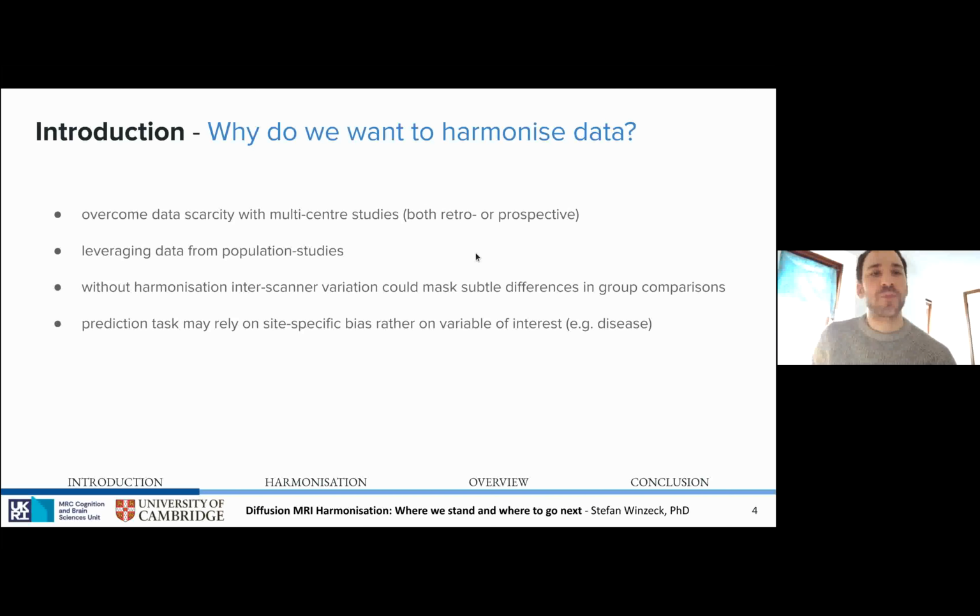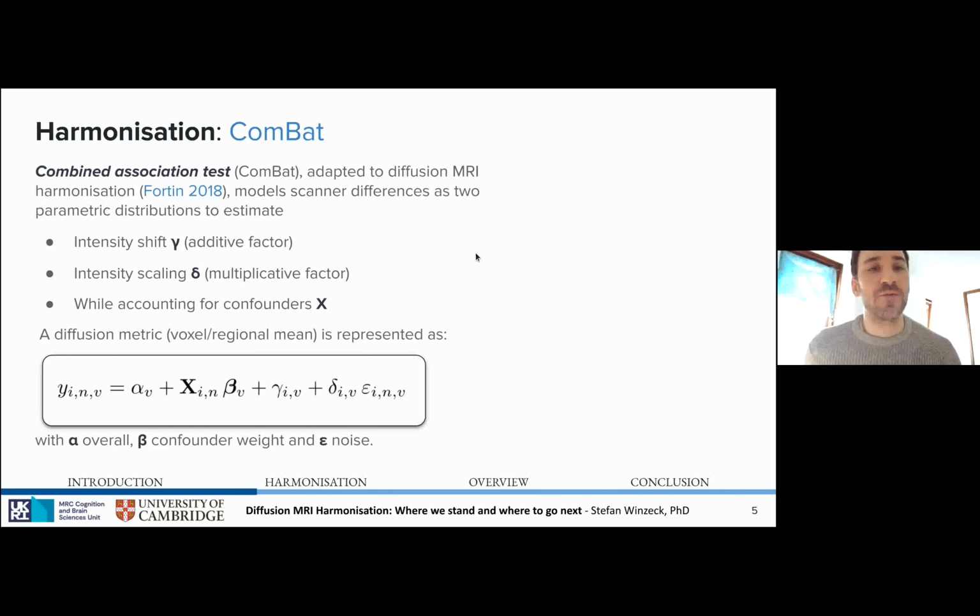So you do want to harmonize, but what methods do we have to harmonize our diffusion data? One quite popular method is ComBat, which was introduced for genetic data but was later adapted for diffusion MRI harmonization, and also for cortical thickness harmonization, for example. The main idea is that you have two different distributions that represent the difference in the scanners, and you try to model this statistically by having one additive factor and one multiplicative factor that shift your signal in a way that you can account for these differences between scanners.